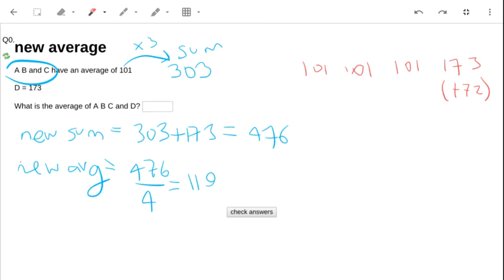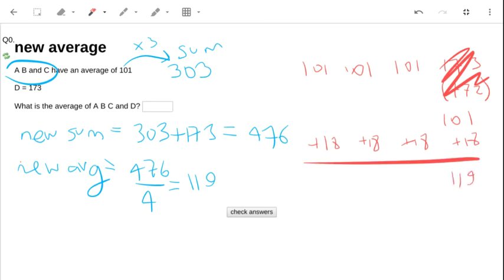Now, 72 divided by 4. I'm going to take off 72 from this fourth number here, and then I'm going to divide it by 4 and add it to each of the other numbers. And each one would then go up to 119, and you'll notice that that's the same average that I calculated using the first method. So essentially all I'm doing in that second method is just doing 72 divided by 4, and I'm adding it on to the first average. And that also gives me 119.